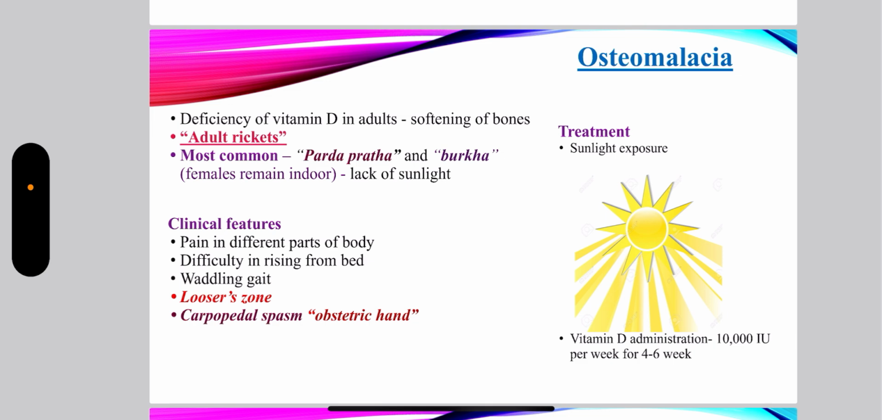Clinical features: the person may experience pain in different parts of the body. They can suffer from difficulty in getting up from the bed, waddling gait, carpopedal spasm, and obstetric hand. What is obstetric hand? It is how obstetricians do pelvic examination: flexion at the metacarpophalangeal joint and extension at the interphalangeal joint, along with a position of the thumb. This is the way obstetricians do the pelvic examination. Regarding treatment, exposure to sunlight and vitamin D administration can cure the condition.